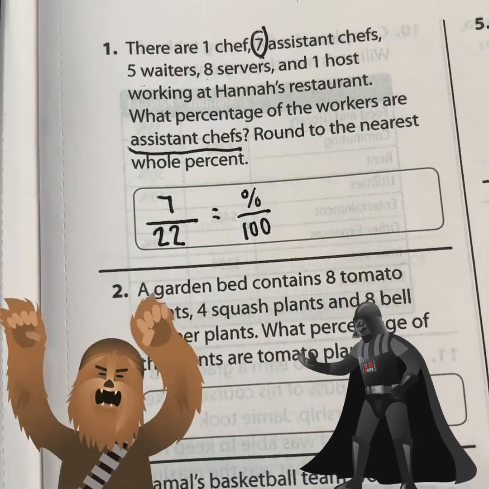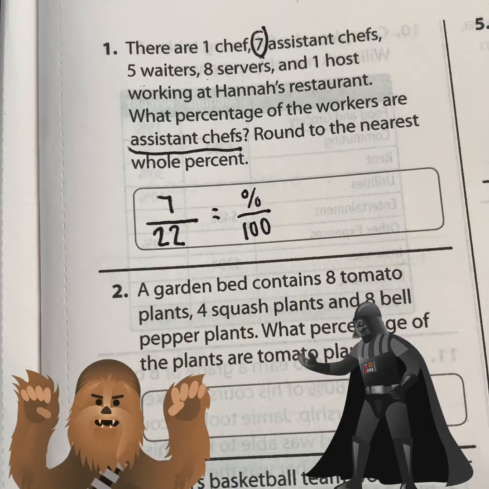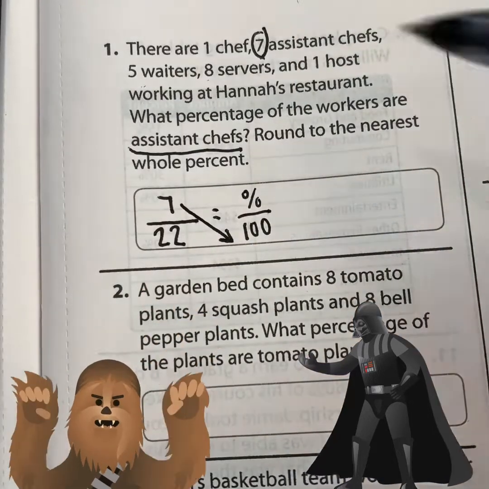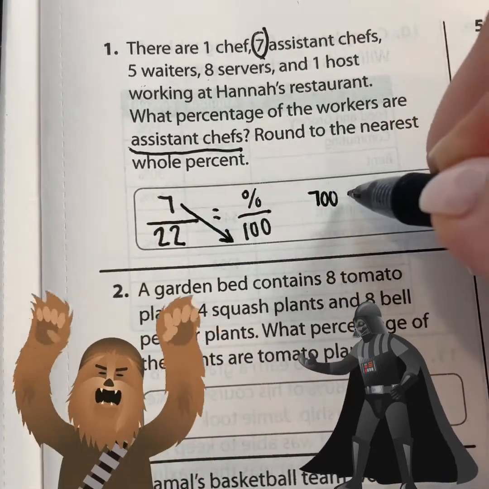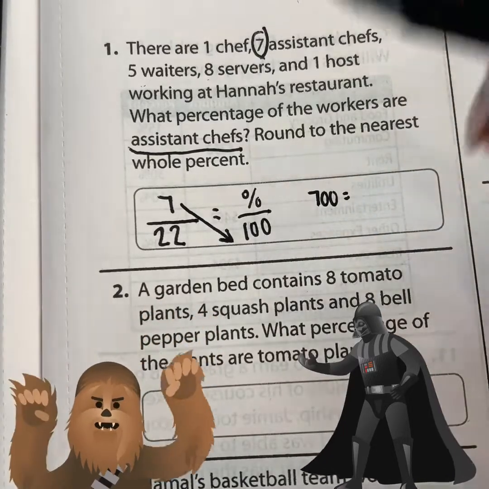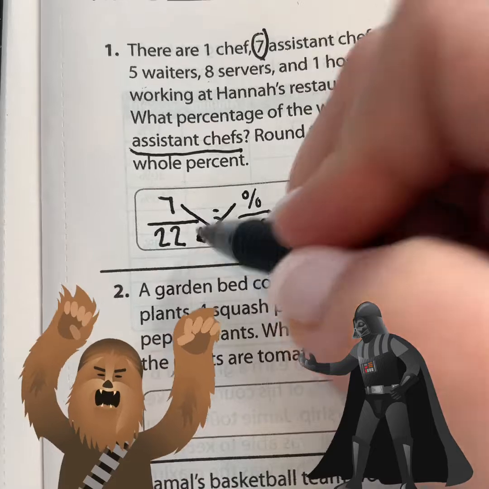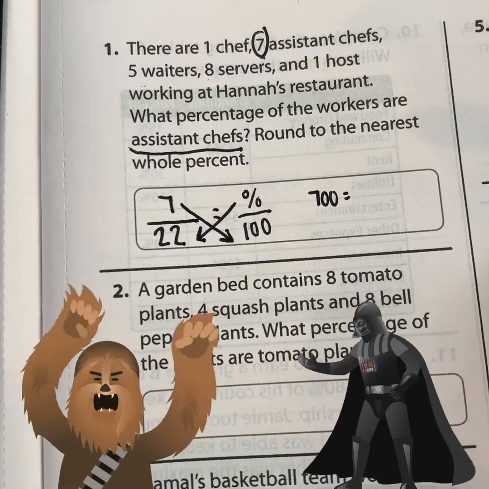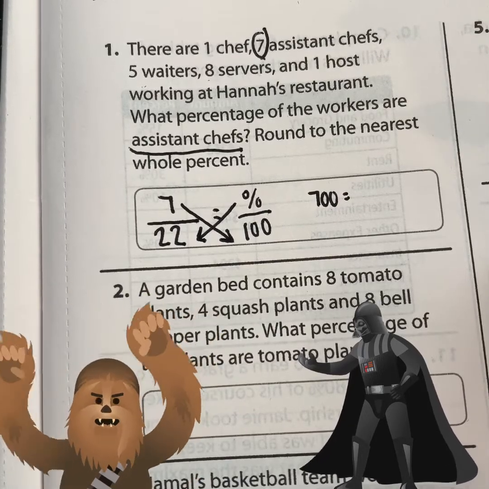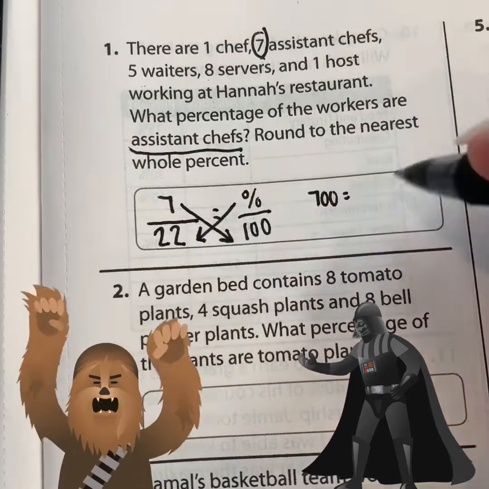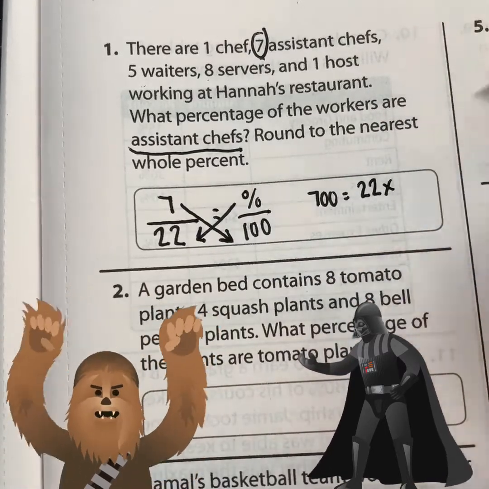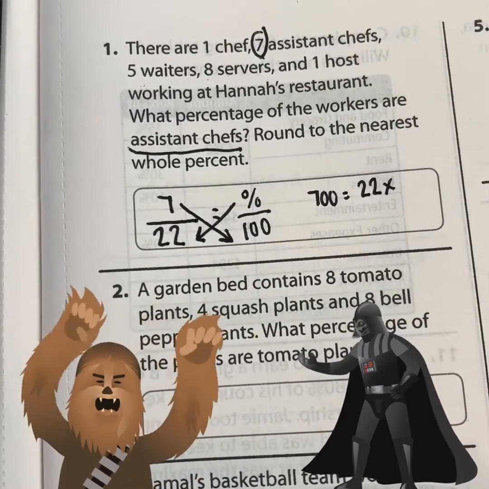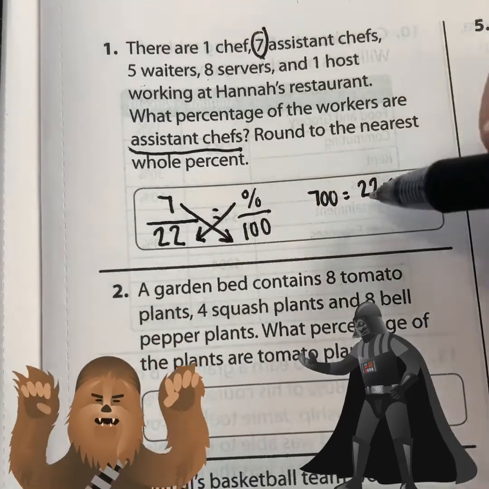Now, in order to figure this out, we're going to have to cross multiply and divide. So when I say cross multiply, what I'm saying is 7 times 100 gives us 700. We're going to keep our equal sign. And our unknown percent times 22. Now, if we have something that's unknown, we're going to place a variable in for that value. And I'm going to use x as our variable for our percent. So x times 22 gives us 22x. Now, according to percent proportion, I'm always going to divide by the number with x. So I'm going to divide by 22.